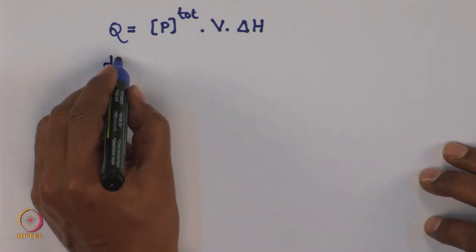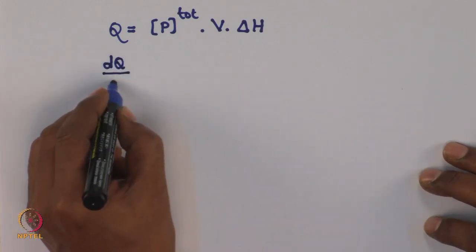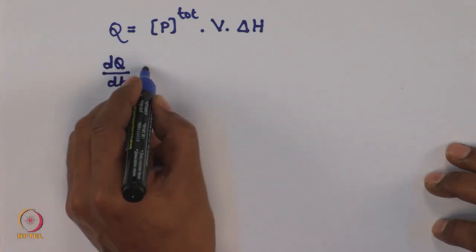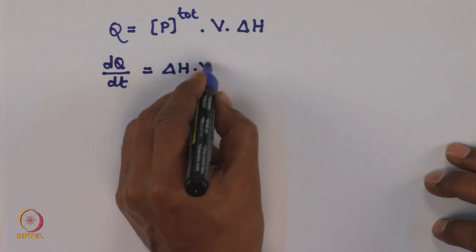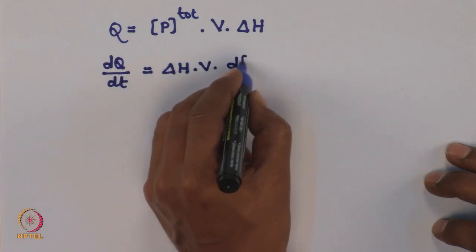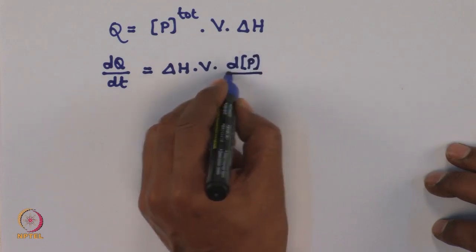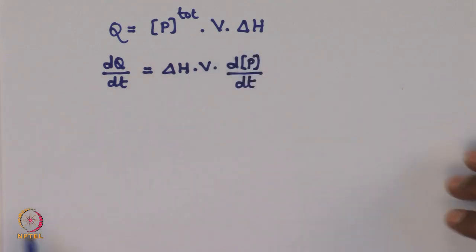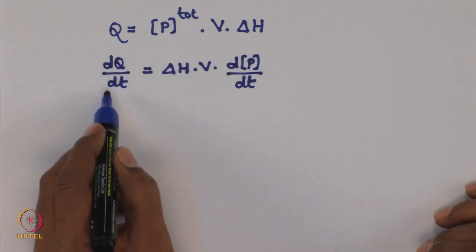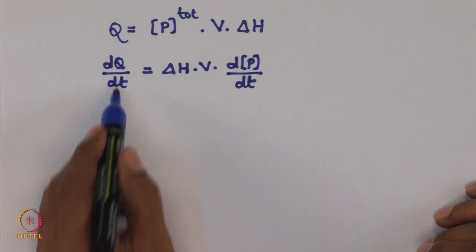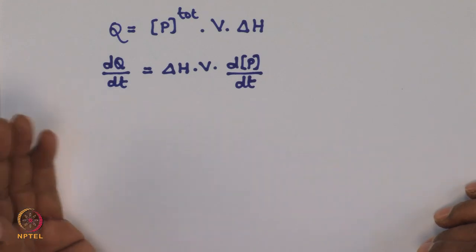And now, let me write a derivative, dq by dt will be equal to delta H into volume into dP, how the product is being formed with time, dP by dt. And what is this dq by dt? This is the rate of heat flow, which is actually the power.